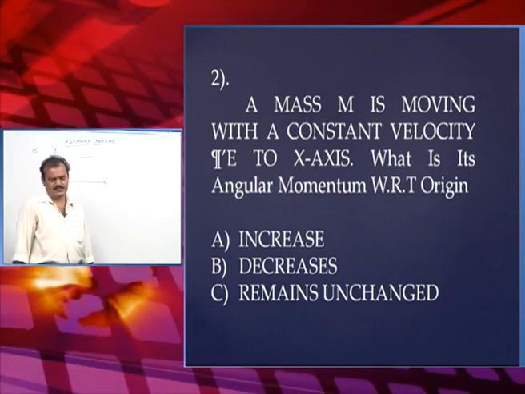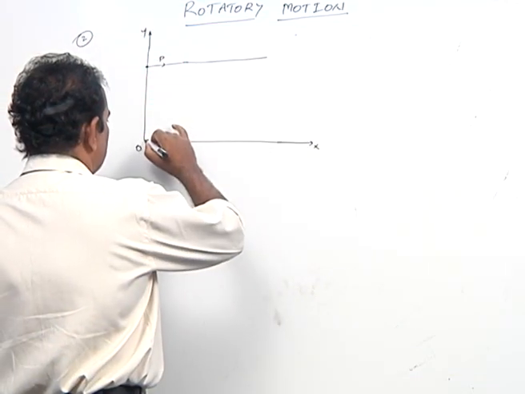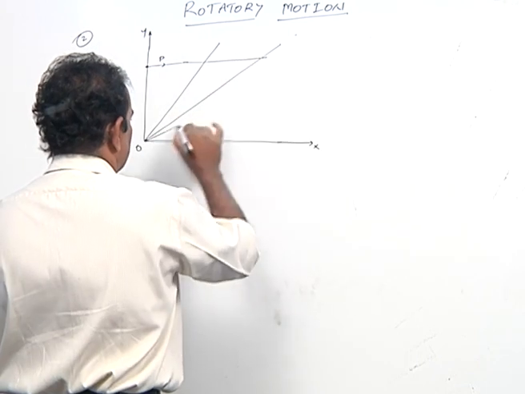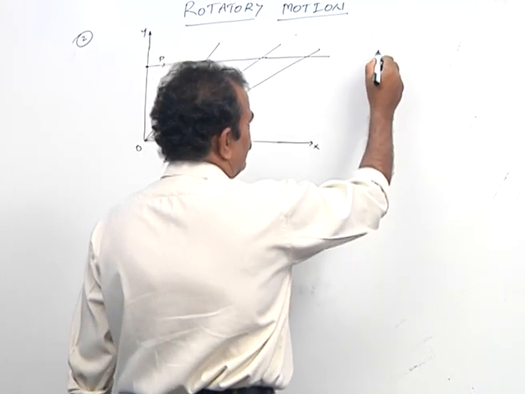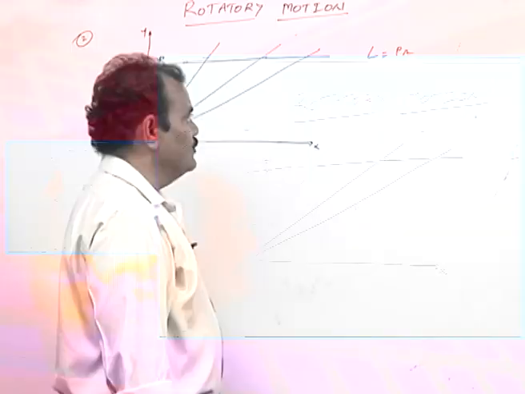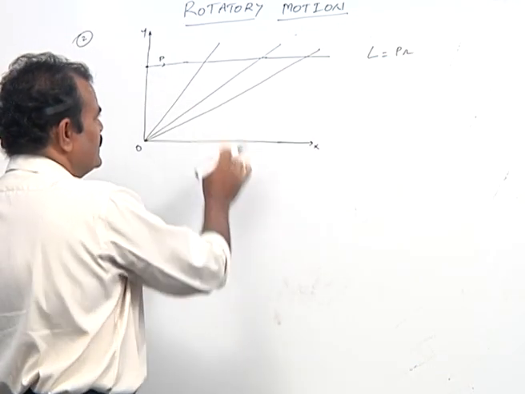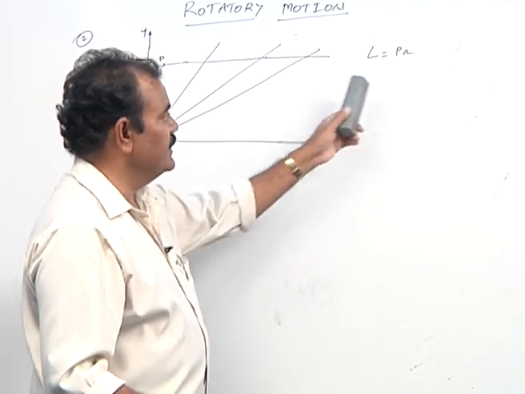and the last option is that it remains unchanged. So here we are taking it with respect to the origin, it will be like this. And you may get confused. Now, L is equal to P into R. So P is a constant and R is increasing. That's why you may get confused and think L is increasing.